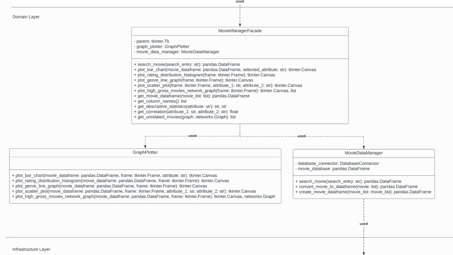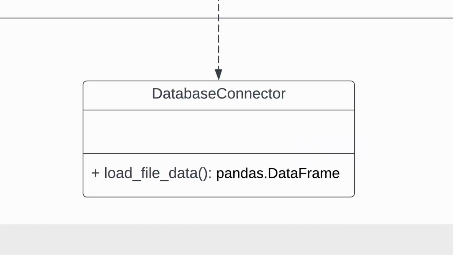It uses two classes. The Graph Plotter class that is responsible for plotting graphs to be used in the main application, and the Movie Data Manager that is responsible for managing data that get from the database connector class in the infrastructure layer, which is responsible for loading the data from the data files to the program.